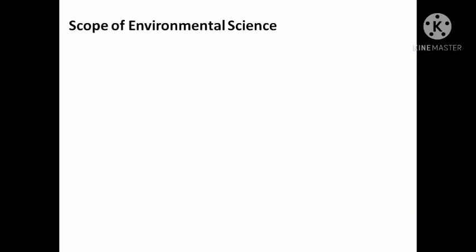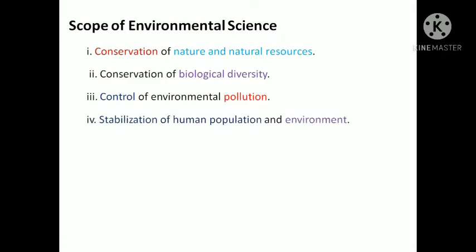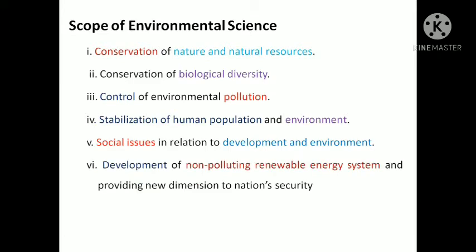Now, what is the scope of environmental science? First of all, the conservation of nature and natural resources. Second, the conservation of biological diversity. Third one is control of environmental pollution. Fourth one is stabilization of human population and environment. Social issues in relation to development and environment. Development of non-polluting renewable energy systems and providing a new dimension to the nation's security.